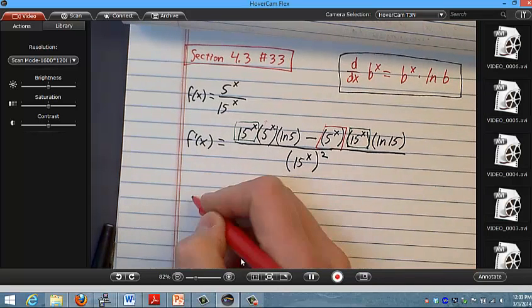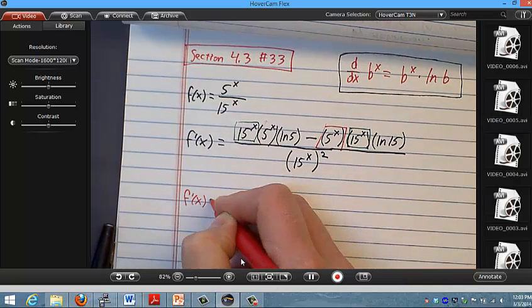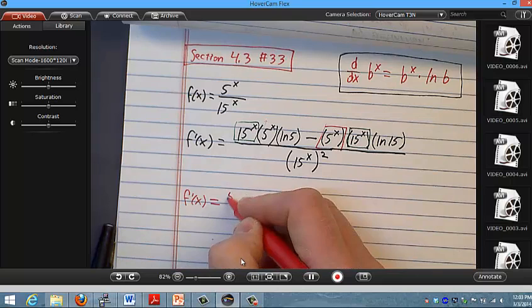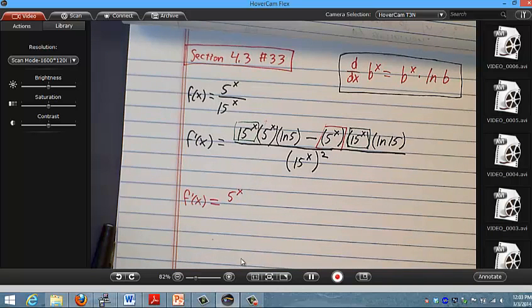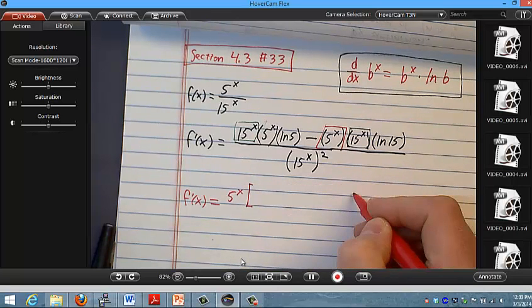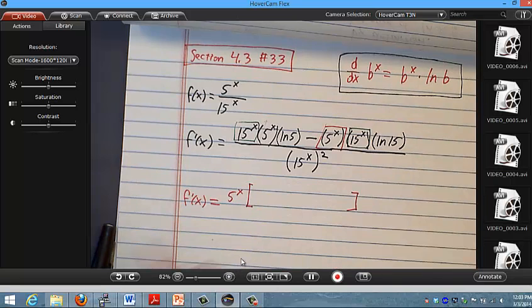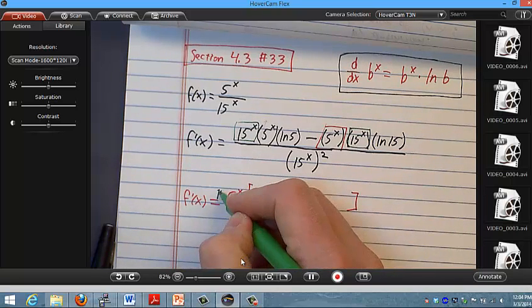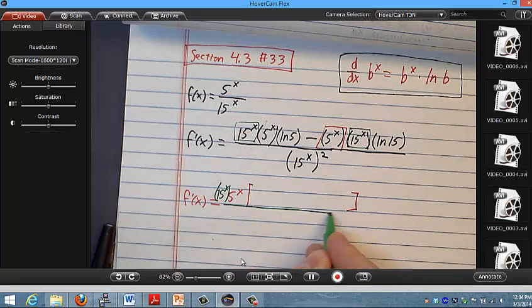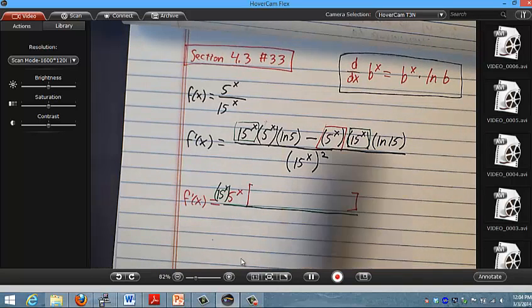So f prime of x. Can you just cancel those or no? Cancel where? By making a huge math mistake. But 5 to the x minus 5 to the x on the numerator? Well, I don't want to cancel, I want to factor it out. So when I factor out the 5 to the x and also factor out the 15 to the x, what am I left with? That's the question. What's left in the numerator once you pull that out?